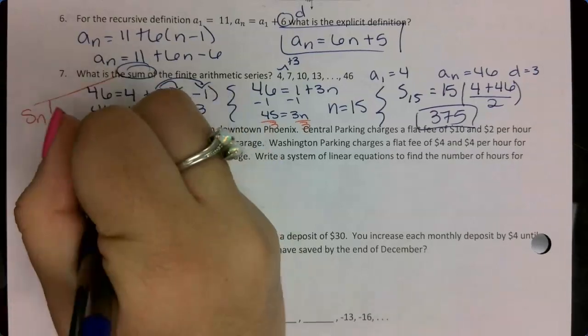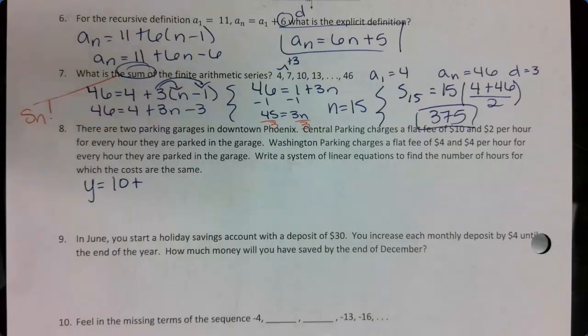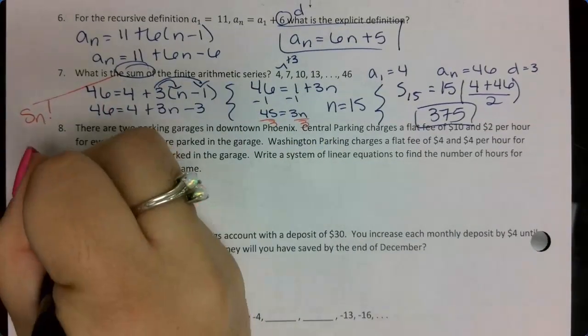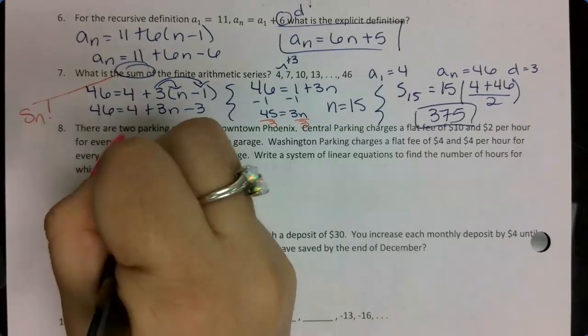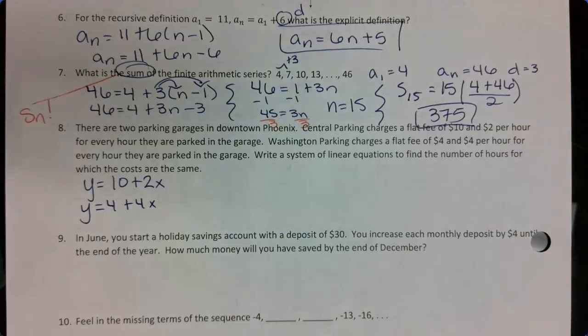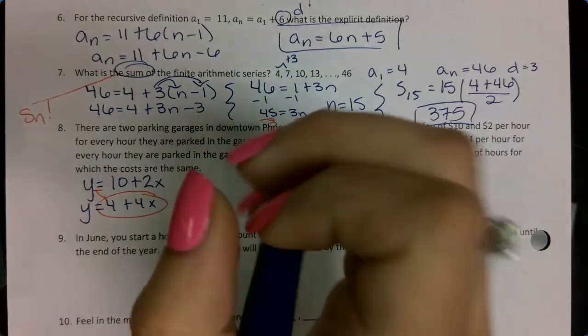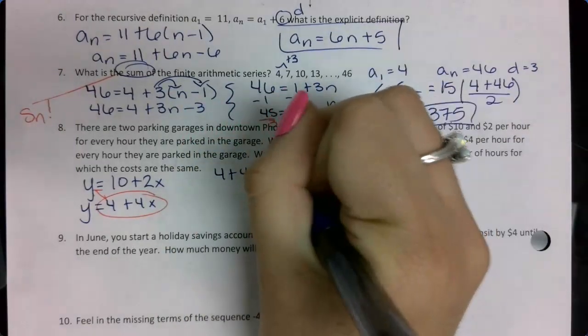I have y equals 10 is my flat fee, so that one's just 10, and then $2 per hour, so that's 2x. Then for Washington, it's a flat fee of $4, and they charge $4 an hour, so that one gets the 4x. It wants me to solve to figure out when the costs are the same, so I'm going to plug in for the y. So I get 4 plus 4x equals 10 plus 2x.